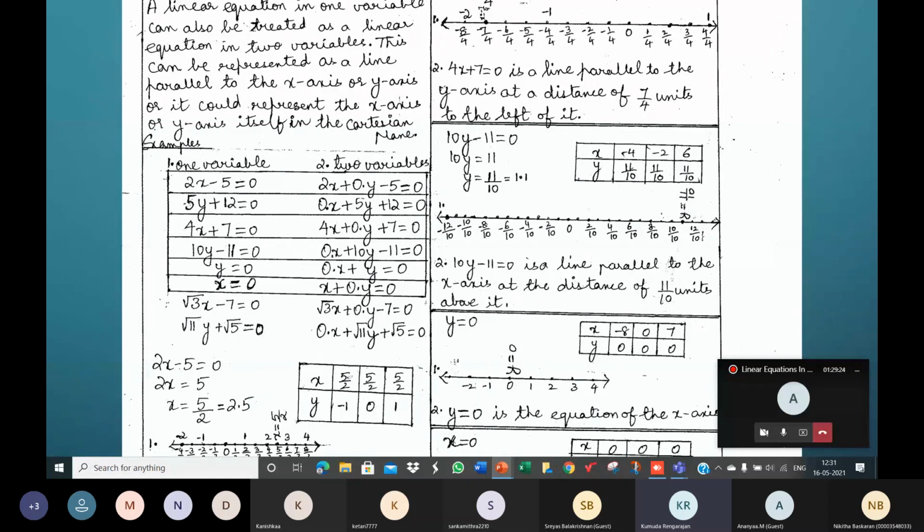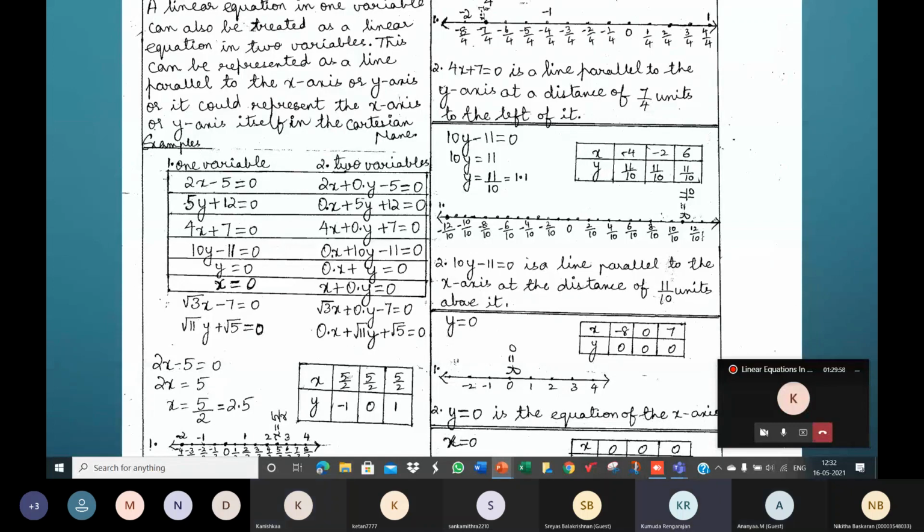Now, when we say 2.5 units, we are not sure which side. We have two sides, no? To the left or right? Is that line which you got at a distance of 2.5 units to the right of the y-axis or to the left? Because there are these two positions, right? When you say 2.5 units, which side? Left side or right side? Left, ma'am. Right side. Right.